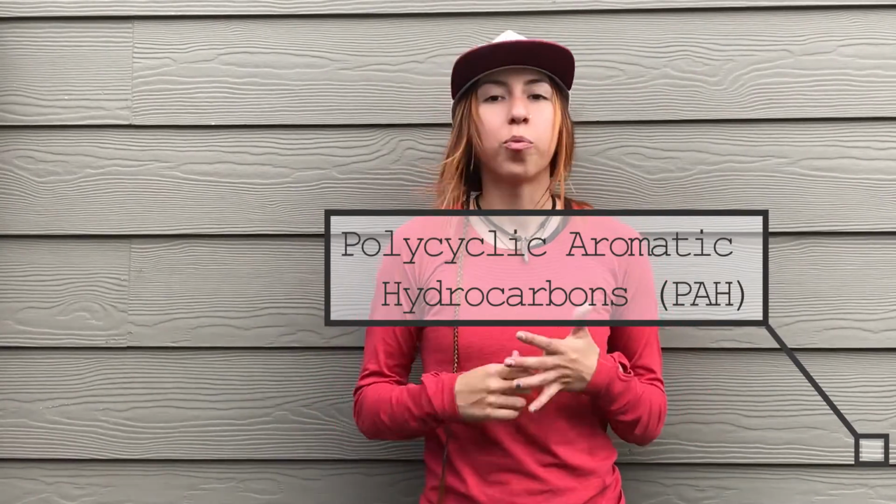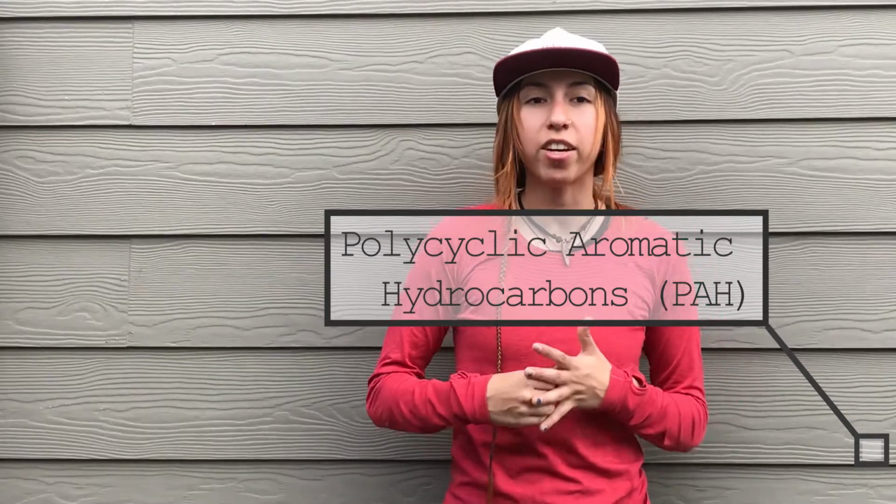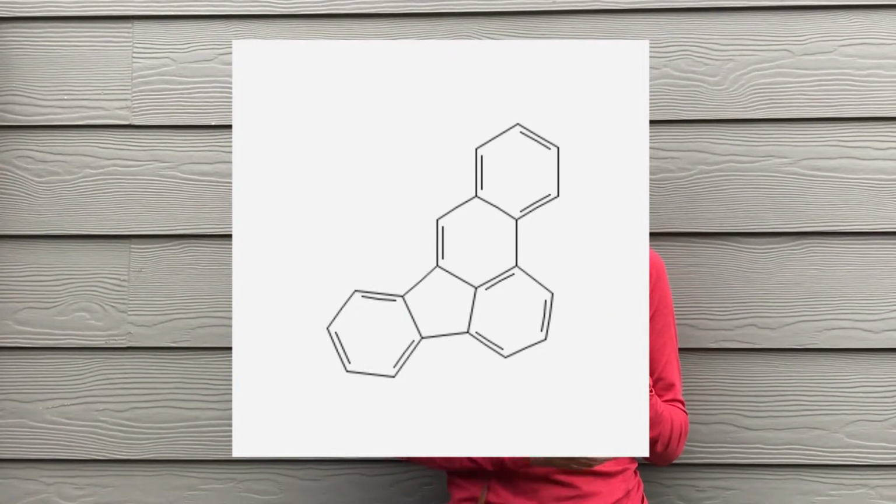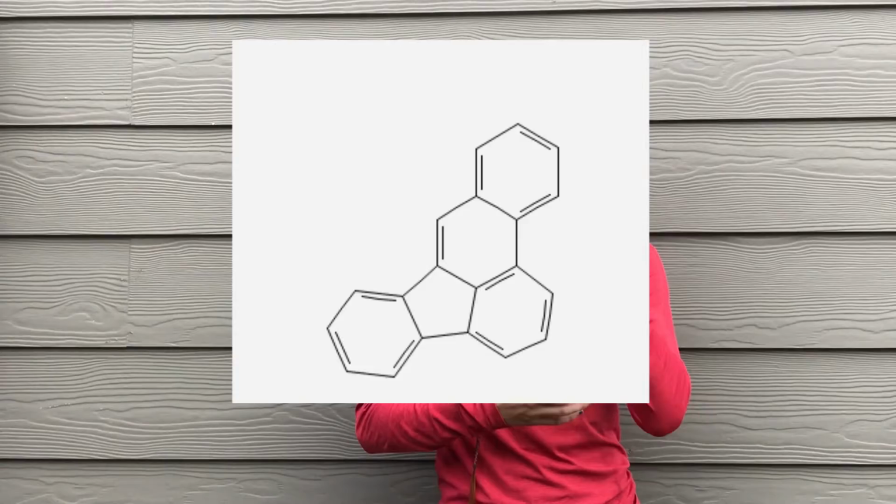Benzobutyrantine is an organic compound with the chemical formula C20H12, meaning it is made up of 20 carbon atoms and 12 hydrogen atoms. Compounds that are made up of both carbon and hydrogen are known as hydrocarbons, and benzobutyrantine is part of a group called polycyclic aromatic hydrocarbons, or PAH, a group of organic compounds made up of multiple aromatic rings fused together. The structure of benzobutyrantine is 4 benzene rings fused around a 5-membered ring in the center.